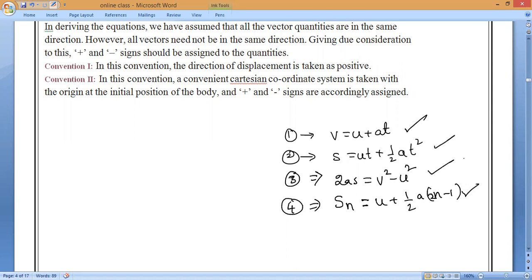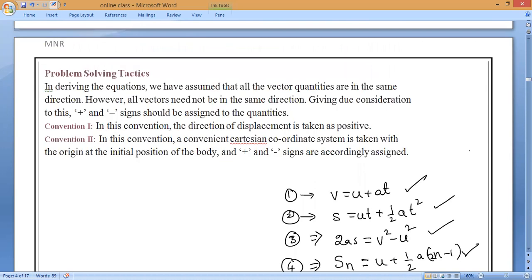Now, if you want to solve numericals related to this, then let us see the problem solving tactics. In deriving the equations, we have assumed that all are vector quantities or scalar quantities. Everywhere we have taken what? Vector quantities only. Why is it a vector quantity? Because we are finding about direction as well as magnitude. We are talking about velocity. Velocity is a vector quantity or scalar quantity?